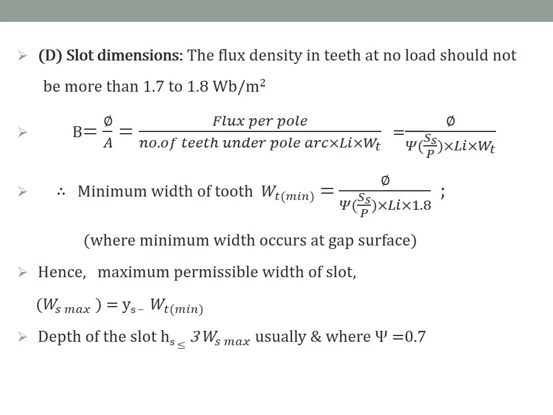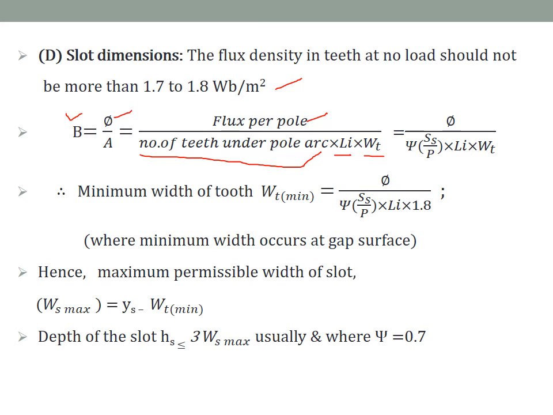Now coming to slot dimensions, the flux density in the teeth at no load should not be more than 1.7 to 1.8 Weber per meter square. Now flux density is given by flux by area, that is flux per pole. Now area is nothing but the number of teeth under pole arc multiplied by Li, that is net iron length, multiplied by WT, the width of the tooth. So the width of the tooth multiplied with the number of teeth under pole arc and with Li will give the area of the total teeth under one pole.